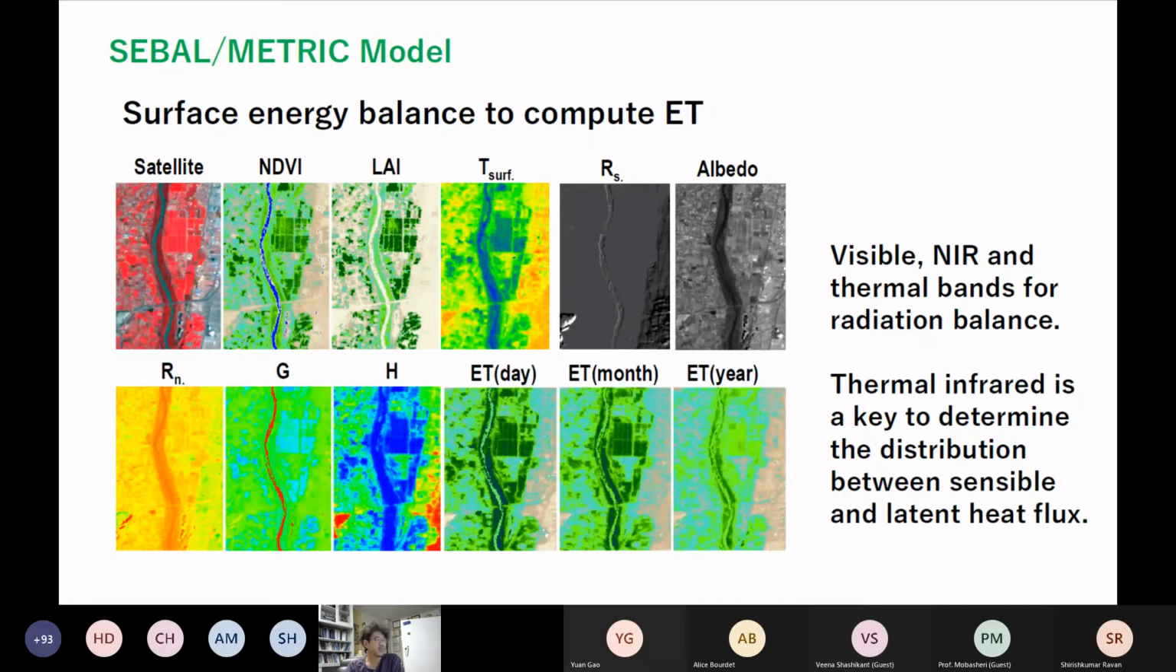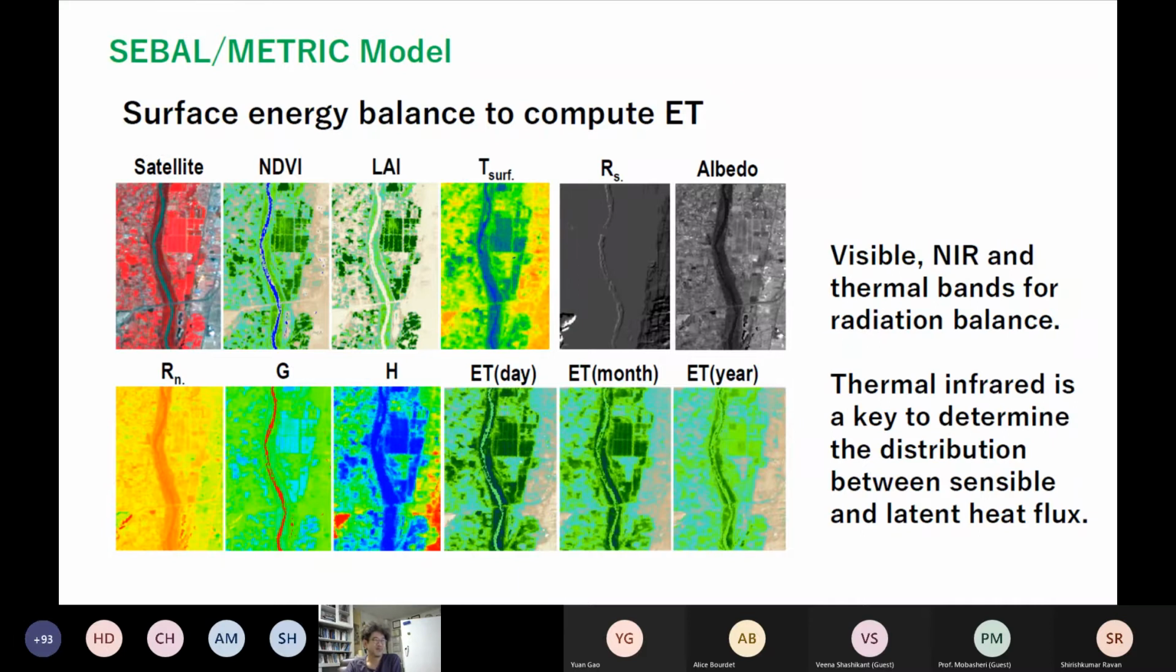As the previous presentation said, surface temperature is very strongly correlated to soil moisture and wetness. So thermal information is also very important, because a cold surface means a wet surface. A hot surface means a dry surface. So how much portion of energy is used for evapotranspiration is also reflected in temperature.